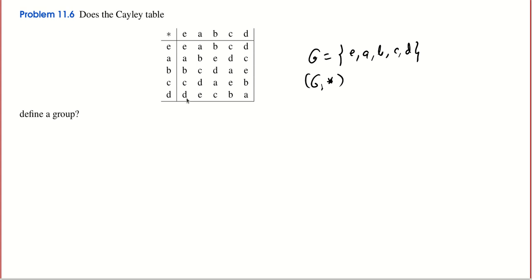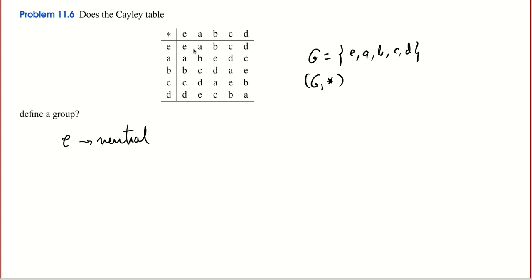Okay, let's see. It's very easy to check here that E is an identity. It's a neutral element, because you can see that this row here is a copy of this one, and that this column here is just a copy of this one. So E is the neutral element, or the identity. So this set has an identity.